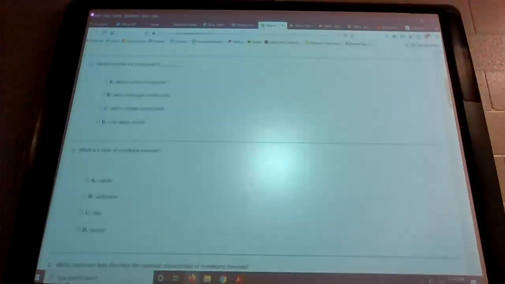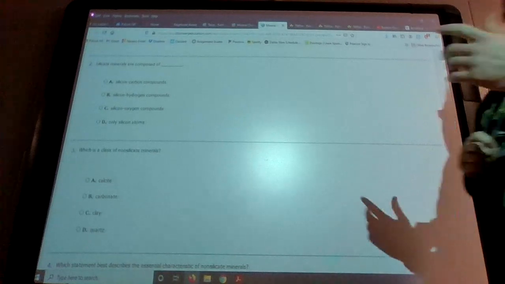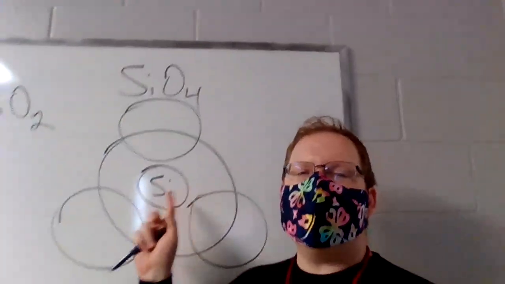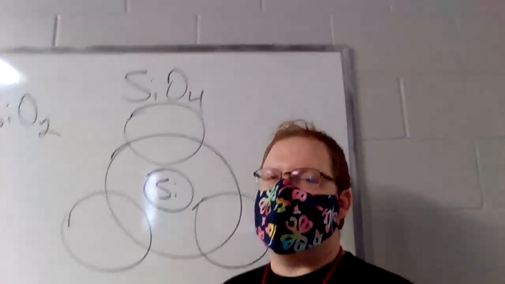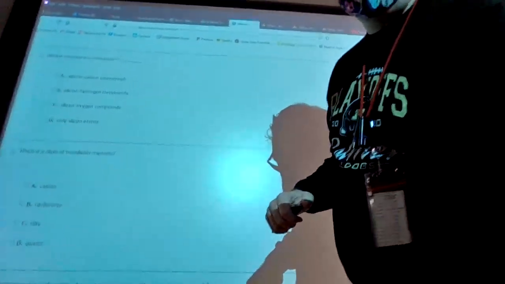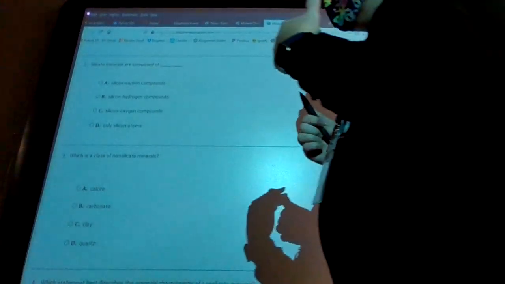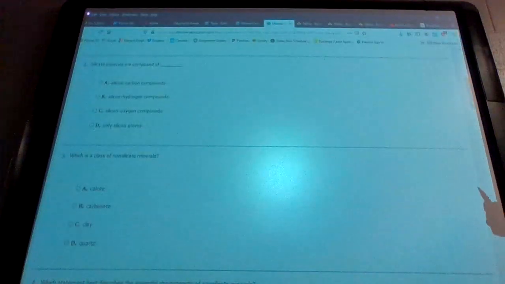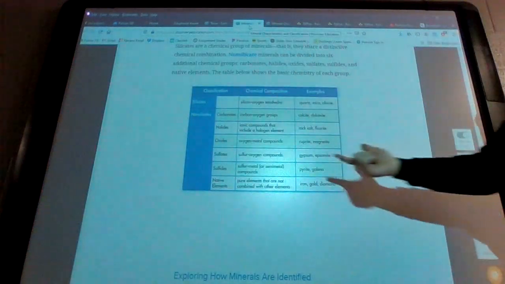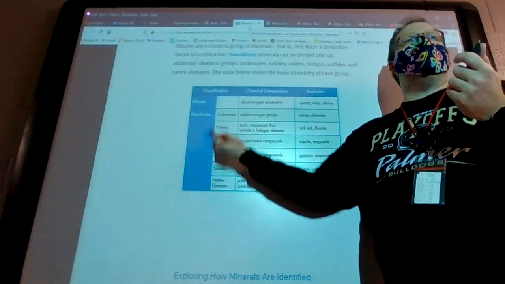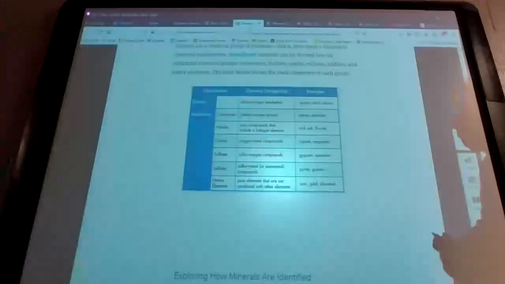Number 2, silicate minerals are composed of what? And we kind of went over that with the exploration here. Silicate minerals always have to have this silicon-oxygen tetrahedron. It's got to be SiO4, has 4 oxygens around a central silicon. That's what makes a silicate a silicate. So if it has that, it's a silicate. If it doesn't have that, it's not a silicate, which is a class of non-silicate minerals. So go back to your chart over here. They list your non-silicates right here. So just match up one of those answers to this list of non-silicates, and you should be able to answer that question.